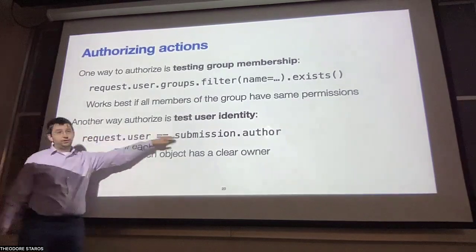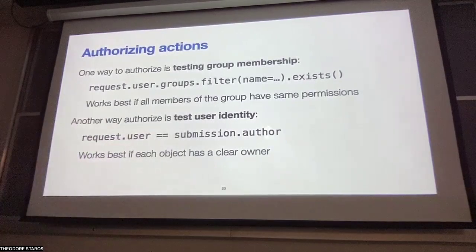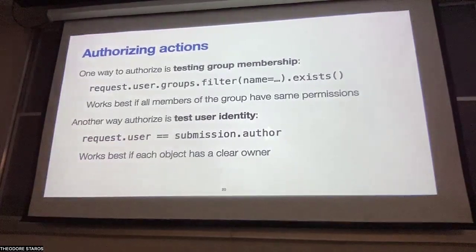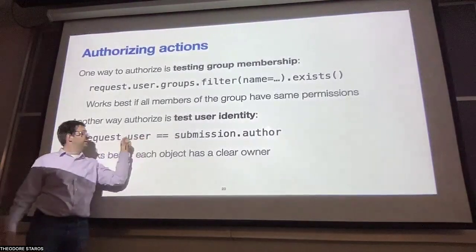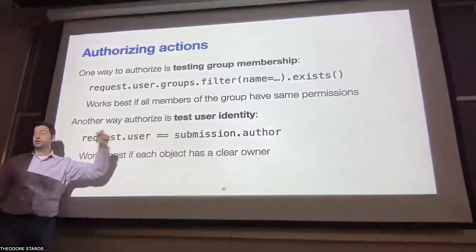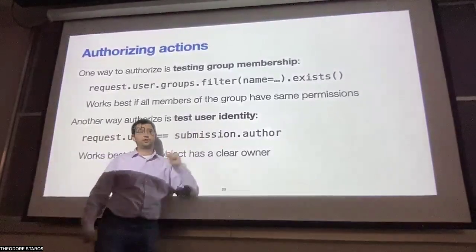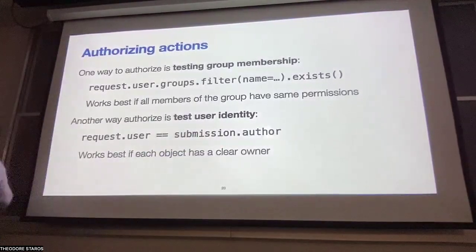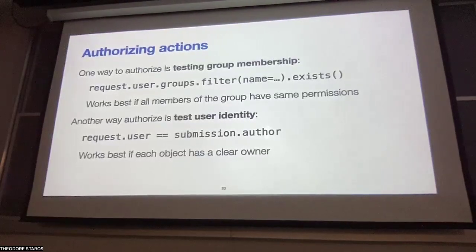Another thing you'll often be doing for authorization is explicitly testing whether the user is a specific user. For example, in your grades application, you probably only want the author of a homework submission to be able to view it. So you'll do a check like this: is the current user the author of this submission? If so, you permit them to do something, otherwise you don't. So these are two very common patterns.